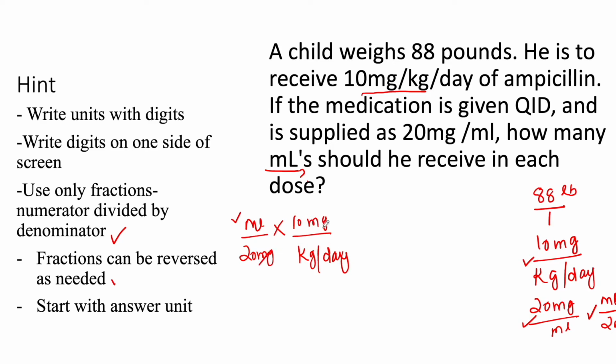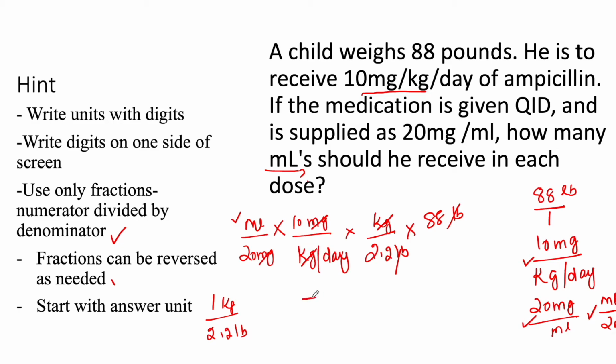Now milligram and milligram is gone. And now I'm looking for kilogram because we do not need those. So I have 88 pounds divided by 1, but I'm looking for kilogram. And we know the standard conversion, 1 kilogram is equal to 2.2 pounds. So either we can reverse it or we can use it like this. But I'm going to use it like this because I'm looking for kilogram on the top. So kilogram divided by 2.2 pounds. And now I have kilogram is gone. Now I have pounds here. So I'm going to use 88 pounds here. See how easy it is.